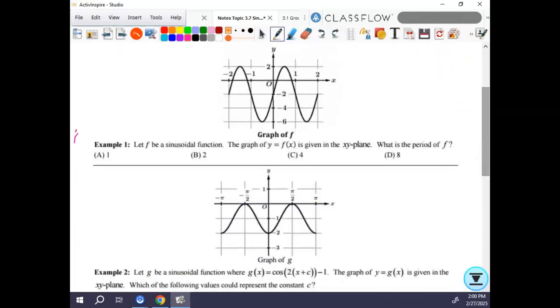It says, let f be a sinusoidal function. The graph of y equals f of x is given in the xy plane. What is the period of f? So what do I always say is the first thing we should look for? Midline. Okay, so I'm going to use my handy dandy collar over here. And Antonio, tell me, where would the midline be?